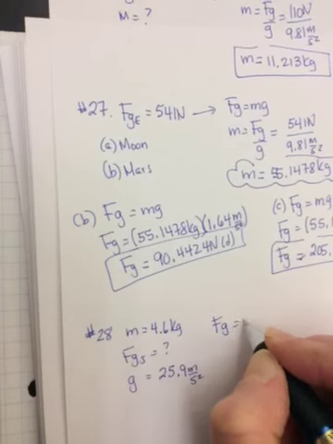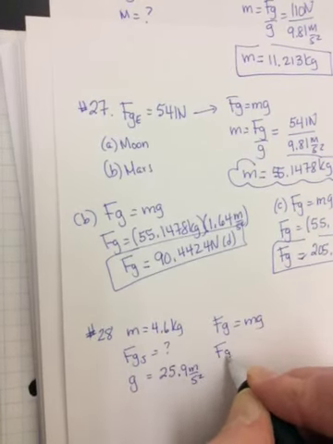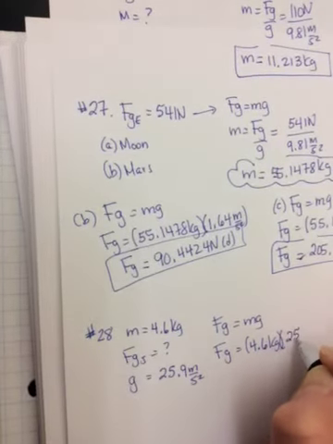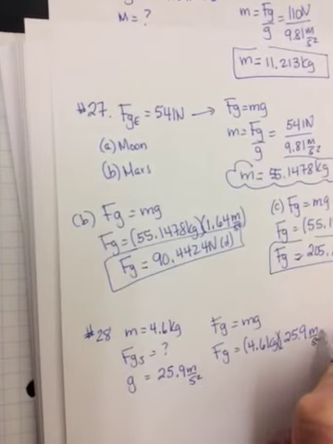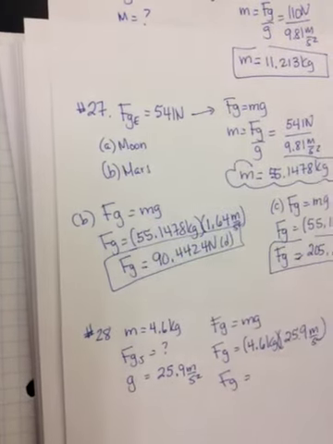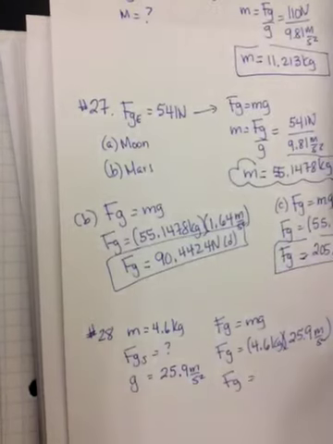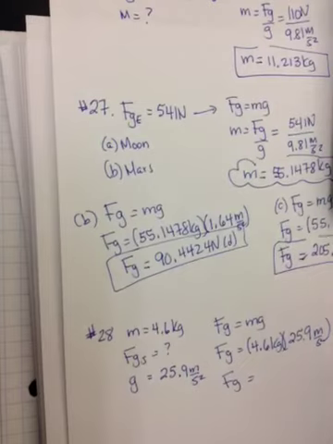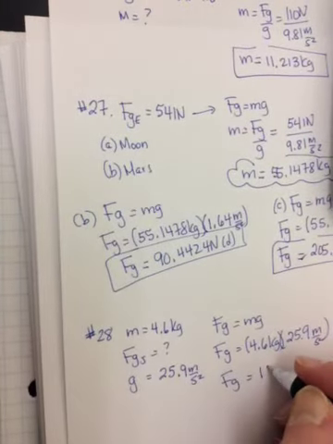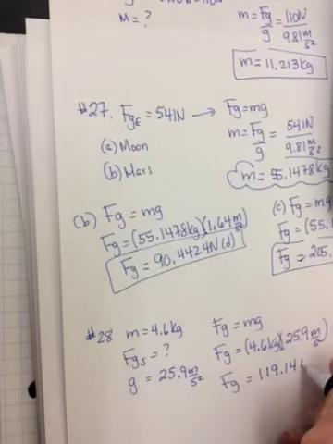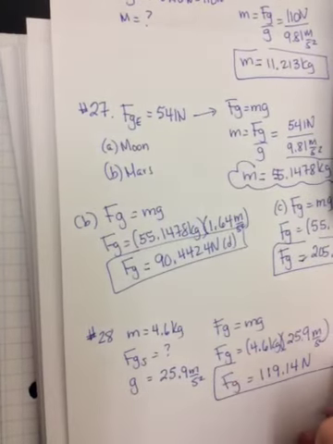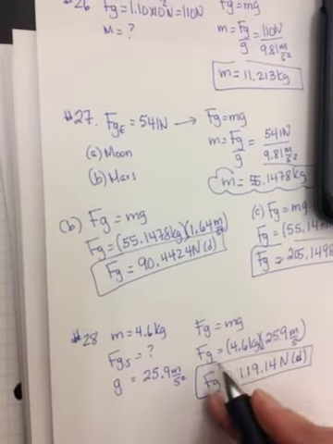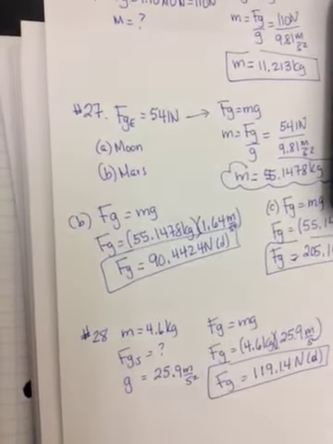So then Fg is equal to mg. So Fg is equal to 4.6 kilograms times 25.9 meters per second squared. Type this together. I didn't do this one beforehand. 25.9 times 4.6. And you should get 119.14 newtons. Clearly, the gravitational pull on Jupiter is much stronger than the Earth, 25.9 compared to 9.81.